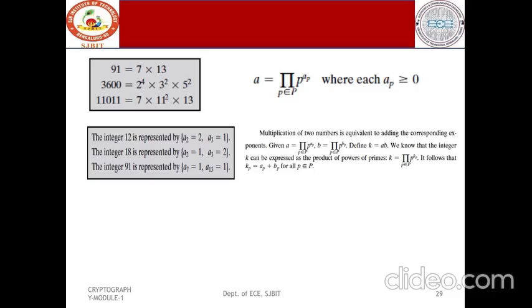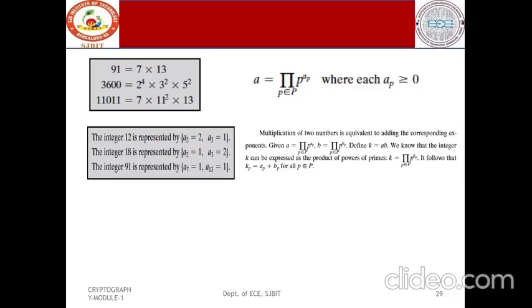If P is the set of all prime numbers, then any positive integer a can be written uniquely in the following form: a is equal to the product over p which belongs to P of p power ap. Here each ap is greater than or equal to 0. So the right hand side is the product over all possible prime numbers p. For any particular value of a, most of the exponents ap will be 0.